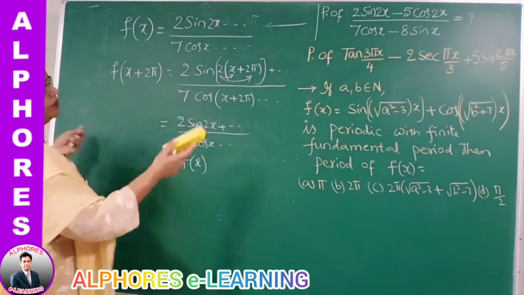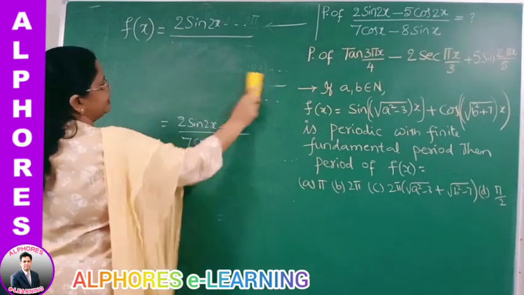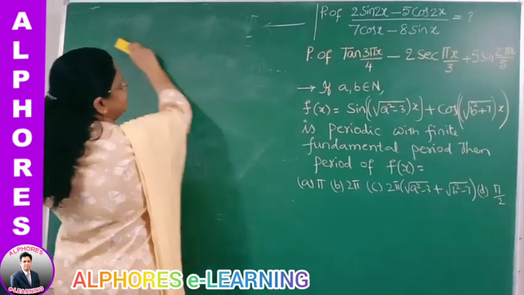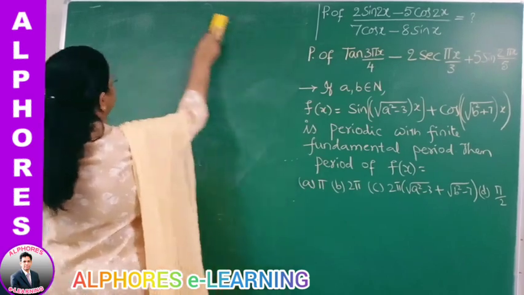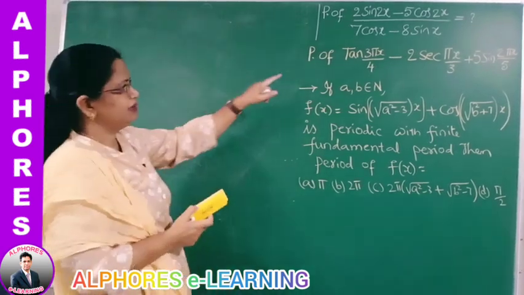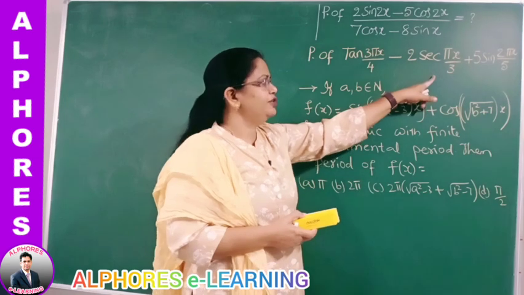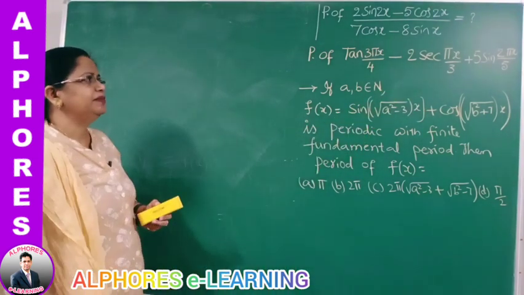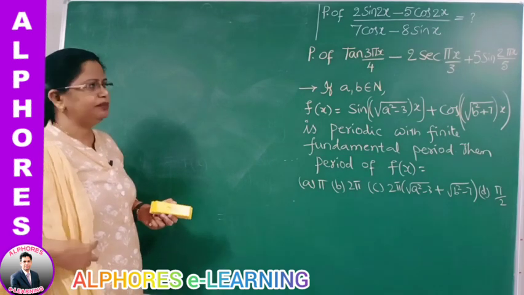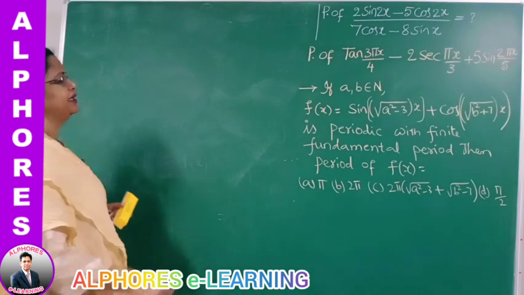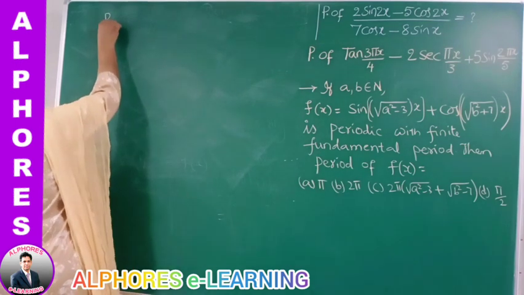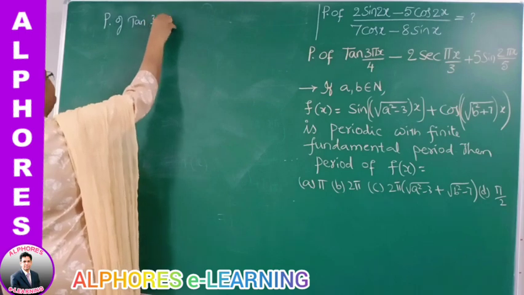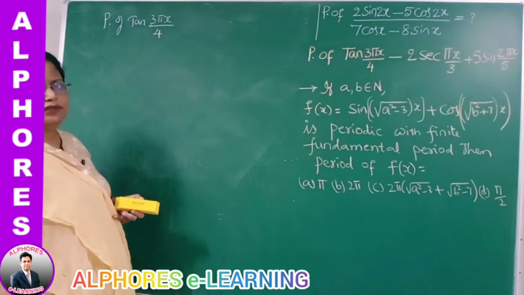And next one, third problem, let us observe. What is the third problem here? That is tan of 3 pi x divided by 4, minus 2 times secant of pi x by 3, plus 5 sine of 2 pi x divided by 5. So how to find this period? Again the same concept, that is individual periods. So let us observe the period of tan 3 pi x divided by 4.